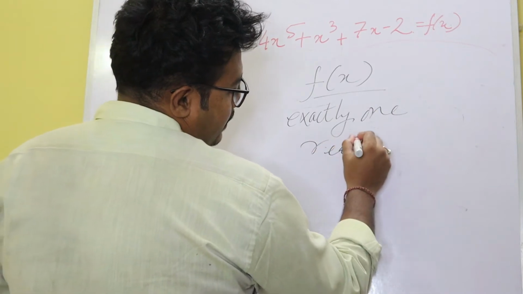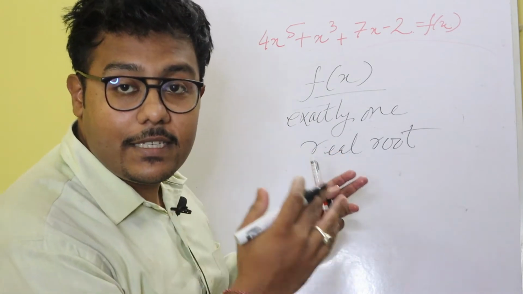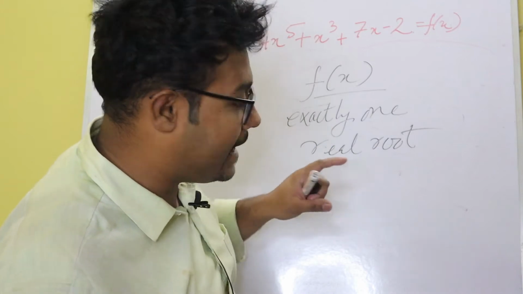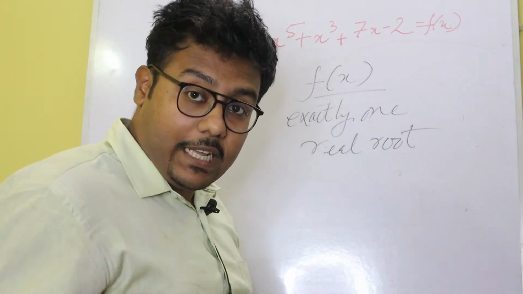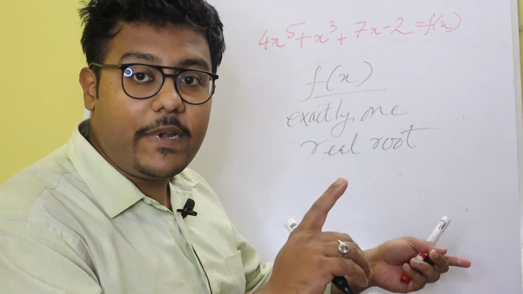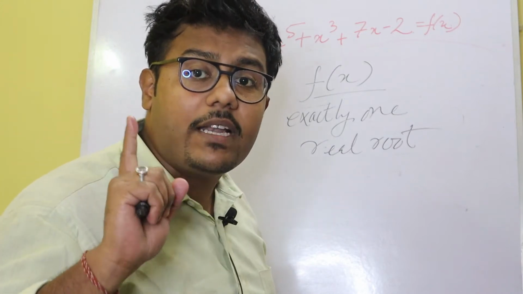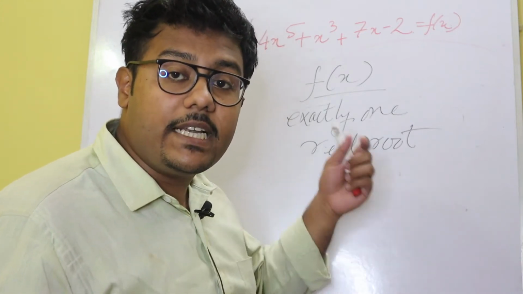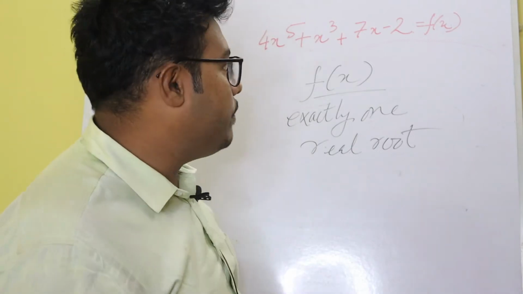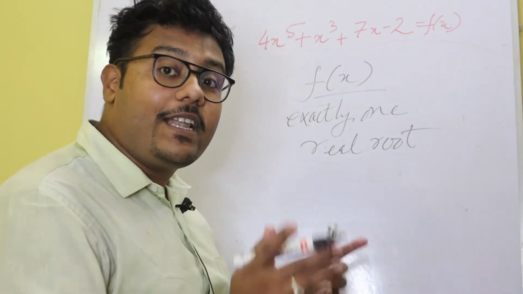Thus, hence it is proved, because we are asked to prove this part, that this f of x has exactly one real root. We assumed that there are two real roots, but we failed. Why? Because Rolle's theorem was not applied for that part. That's why we have to conclude that it has exactly one real root, because it is a polynomial function, it is continuous, and at only one point of x it will be 0, and thus it is proved. So let's go to the next question.